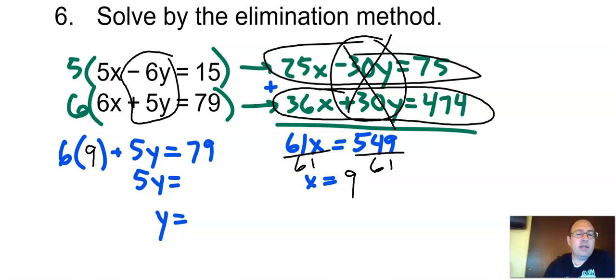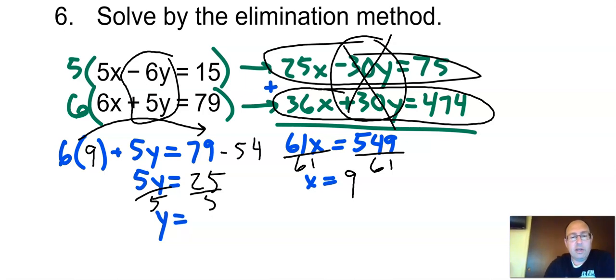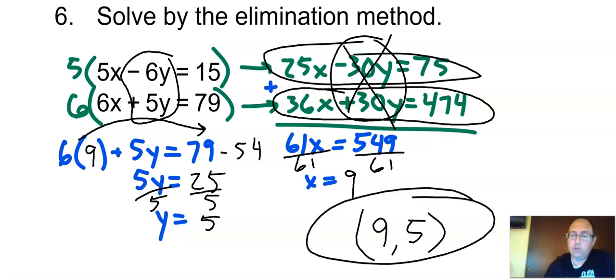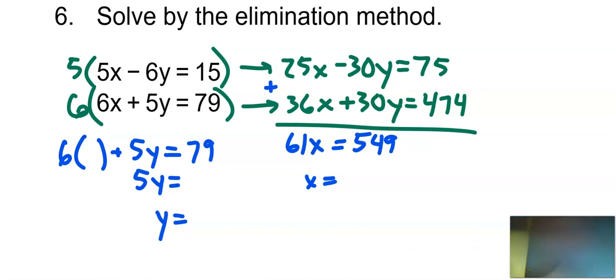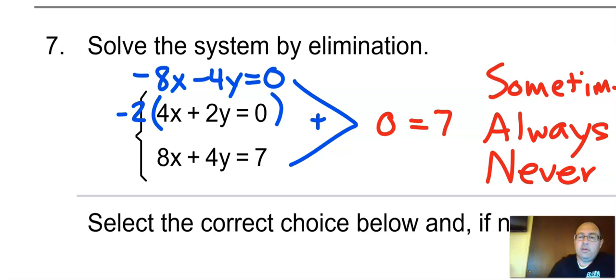So 6 times 9 is 54. So I'm going to bring the 54 to the other side. 79. Take away 54. Will that be 29? Take away 4 is 25. And now I can divide by 5. And I can find out that the y value is 5. So 9, 5 is the solution. That's where they cross. Got one more to go here, and then we'll be done with this particular lesson.